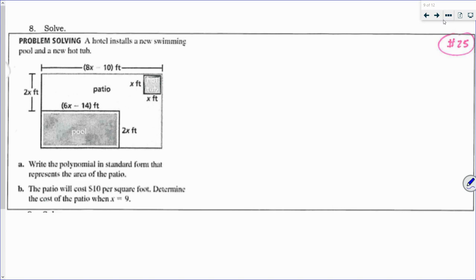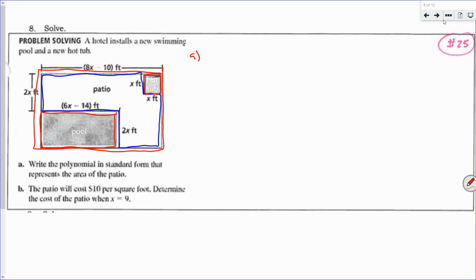A hotel installs a new swimming pool and a new hot tub. Write a polynomial in standard form that represents the area of the patio. So the patio is all the concrete poured that's not part of the hot tub, not part of the swimming pool. So it's an irregular shape. My base strategy is going to be to find the area of the whole rectangle and then subtract out the hot tub and subtract out the pool. That's how I think I'm going to do it.